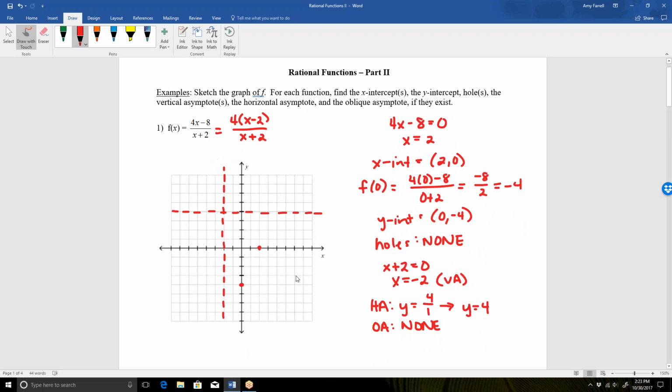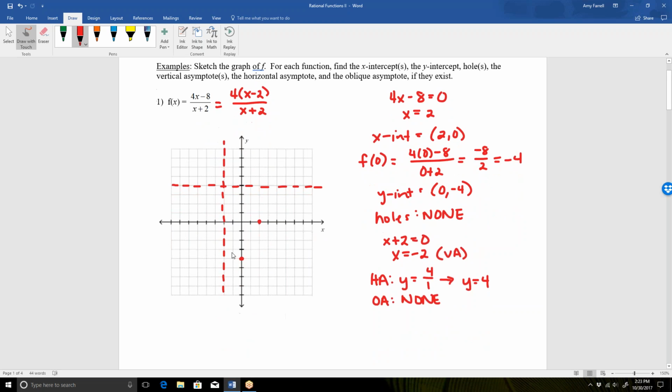But it would be nice to have maybe a third point below the horizontal asymptote and to the right of the vertical asymptote. So I'm going to pick an x value over here, maybe like 3 or 4 or 5 or 6, some x value over here, and I'm going to plug it into the function. How about 6? Okay, so I'm just going to find f of 6. So to find f of 6, I'm going to plug 6 in for x.